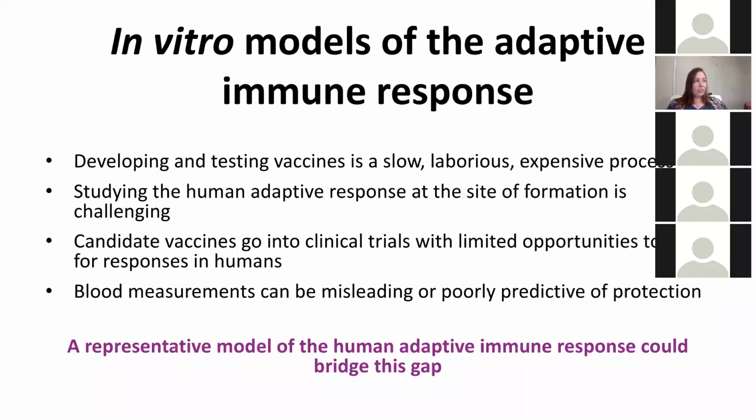And from personal experience, and I'm sure many of you have encountered this as well, measuring things in the blood can be misleading or a poor predictor of protection, especially for vaccines, but also for other treatments as well. So when I started my postdoc in Mark's lab, I sought to develop a model that would represent the human adaptive immune response in vitro, and that we could have control over and manipulate to try to help bridge this gap between animal model studies and human clinical trials.